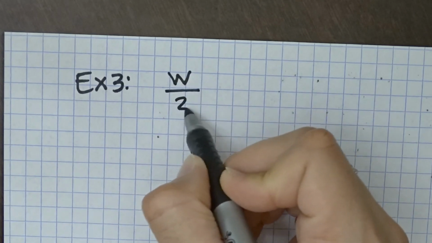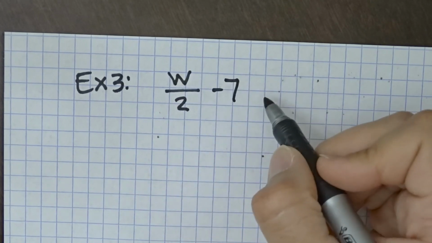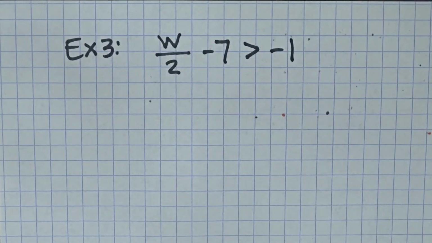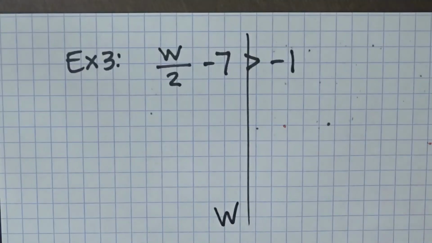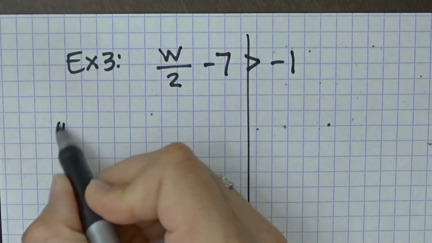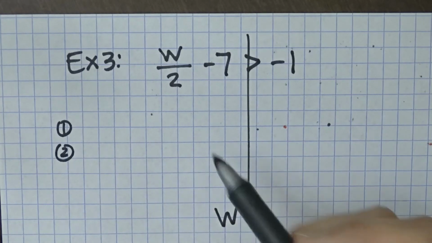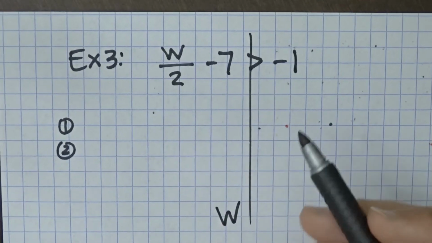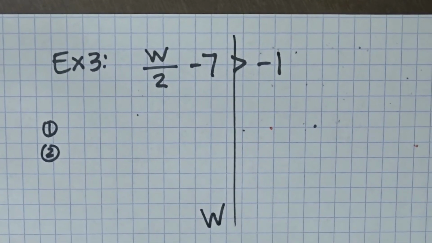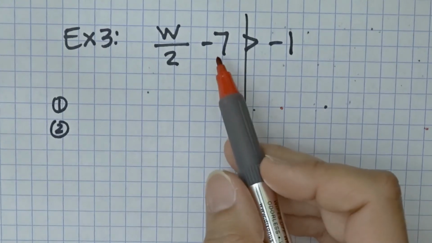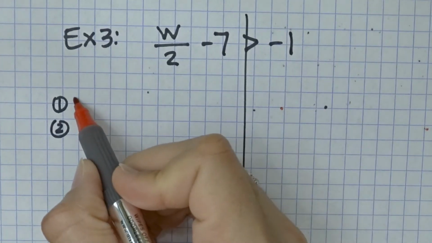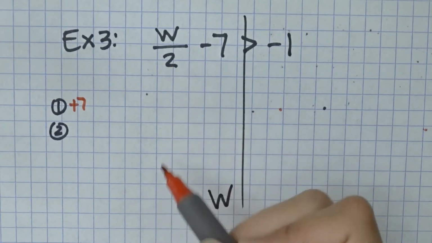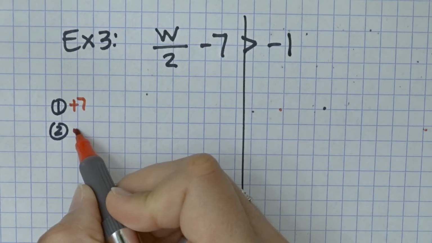W divided by 2 minus 7 is greater than negative 1. Again, I want to keep W, and there are 2 numbers to eliminate. In this case, we don't have to distribute or combine like terms. We're ready to start our inverse operations. Addition and subtraction is always first, so I'm going to eliminate this negative 7 by adding 7 to both sides. And I see this is division by 2, so I'm going to multiply by 2.